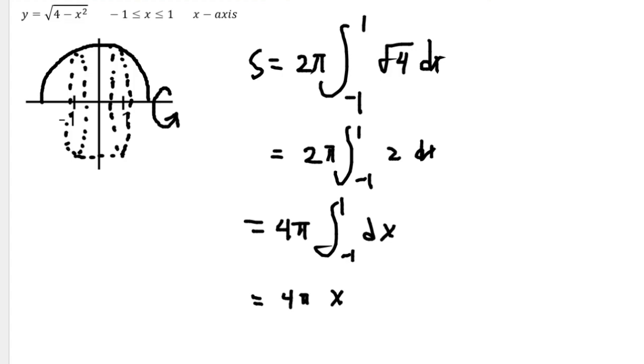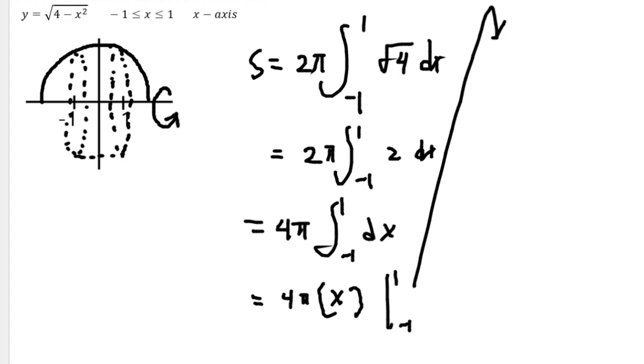Okay, so we got 4 pi. Let's take its integral. So we got x. We got negative 1 to 1. Let's just plug it in here on this x variable. So let's just move it here. So we got s. The surface area of revolution is going to be 4 pi multiplied by 1 minus negative 1.